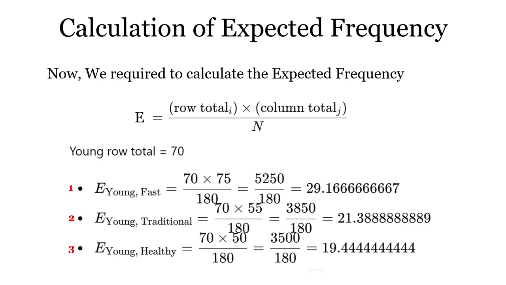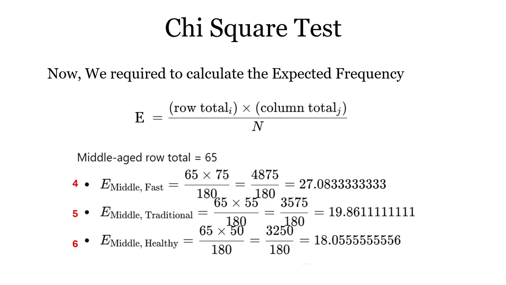So let us calculate the expected frequency for the first observation, which is associated with young age and fast food. Our formula will be E, which stands for expected frequency, of young and fast food, and then find the first row total, that is the total of young age, which is 70, and the first column total, that is the total of fast food, which is 75, and divide it by the grand total, which is 180. So the calculation gives us the expected frequency for the first observation as 29.166. We will keep a minimum of 2 to 3 decimal points for further calculations. Similarly, we will be doing the calculation for all the given observed frequencies one by one as shown on the slides.